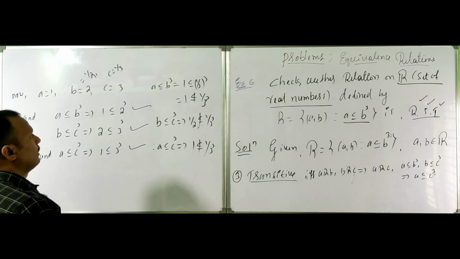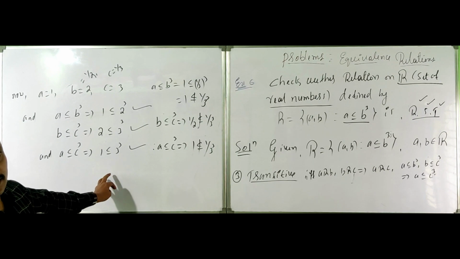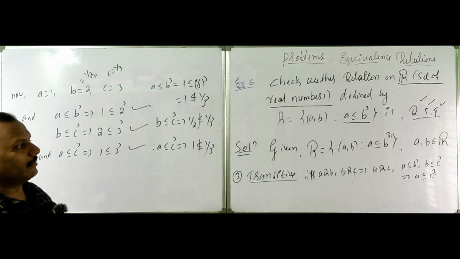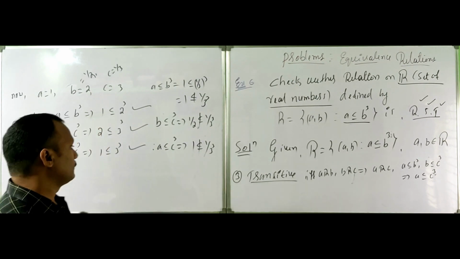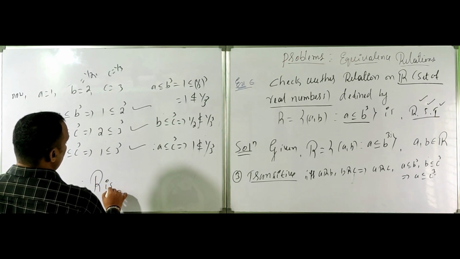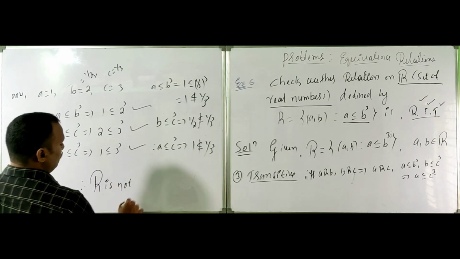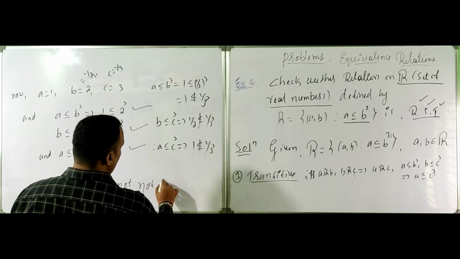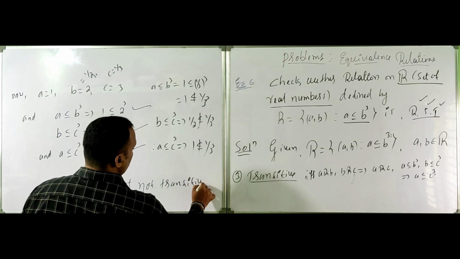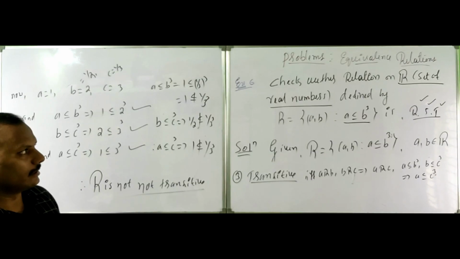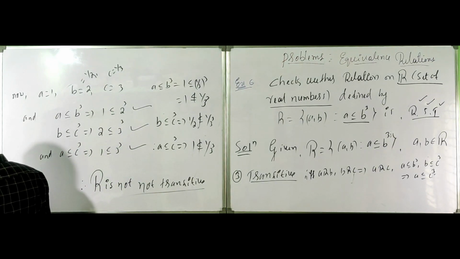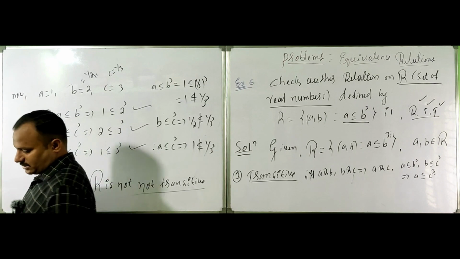Sir, this I am going to take only for the understanding purpose, but this is for the exam purpose. In real numbers you should check this one, right? Therefore R is not a transitive relation. They are also defined as not transitive.